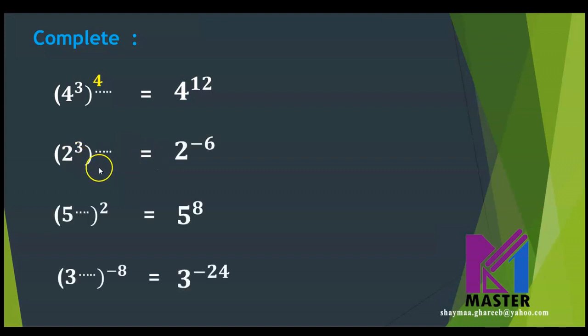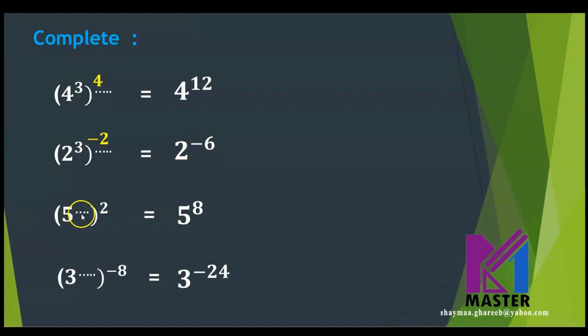Now, look at the next example. 2 to the power of 3, what power is missing here, equals 2 to the power of negative 6. So I need to think: 3 times what number gives negative 6? This is a negative number, which means that the power here should be a negative number. 3 times negative 2. So 3 times negative 2 gives negative 6.